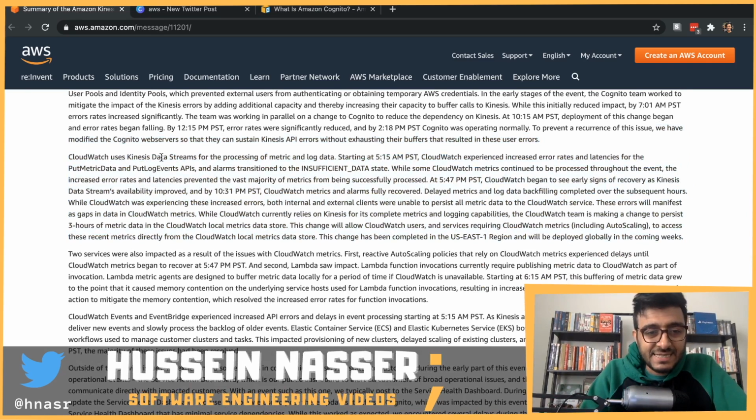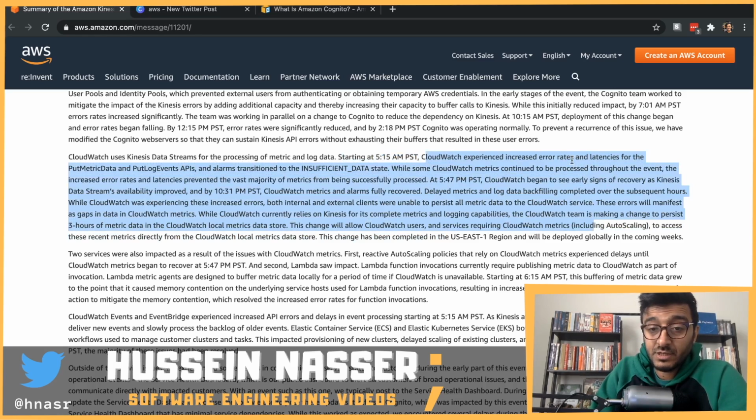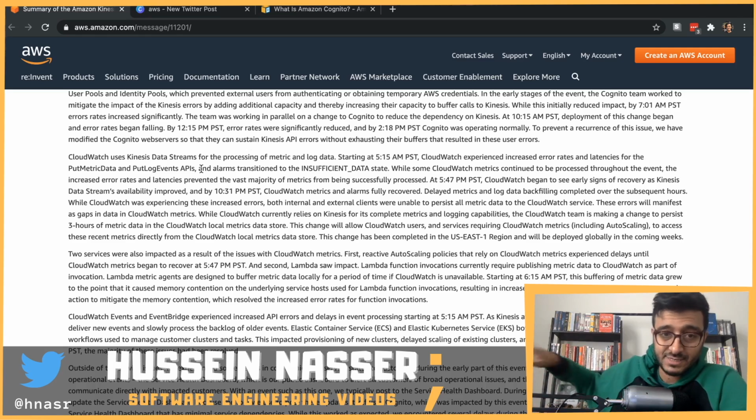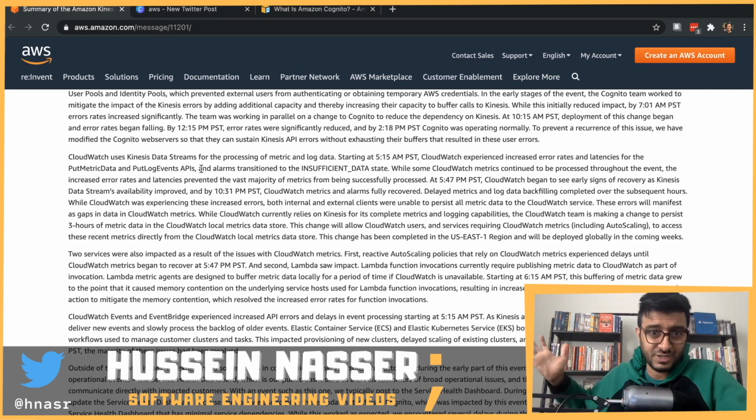CloudWatch uses Kinesis data stream for processing metrics and logs data. Starting at 5 a.m. PST, CloudWatch experienced increasing error rates and latencies for the put metric data and put log API. And that makes CloudWatch go down because it is dependent on Kinesis, unlike Cognito, which is like a side thing. Hey, we're going to analyze the logs. Any API call that we make, let's put it in Kinesis so we can stream it and analyze it later, right? That should not affect it. But for CloudWatch, it is its main dependency, so of course it's going to go down.